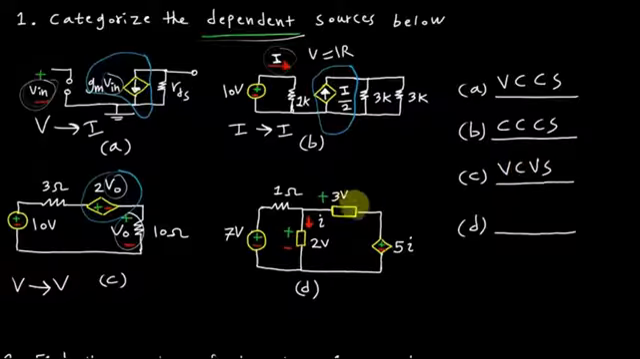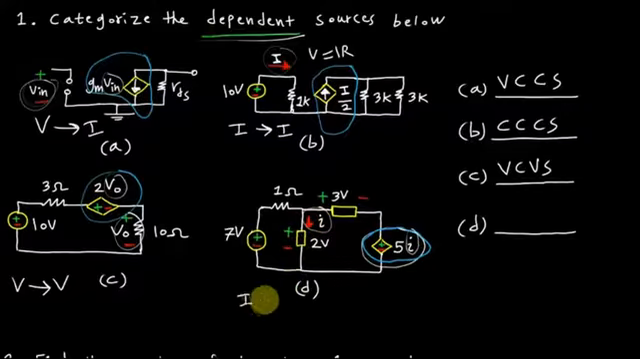source. Lastly, for part D, we see an independent voltage source of 7 volts leading to a current I, and we see a dependent source that has a polarity indicated, which means it is a voltage source, but its value is 5 times I, which means that it depends on a current in the circuit.